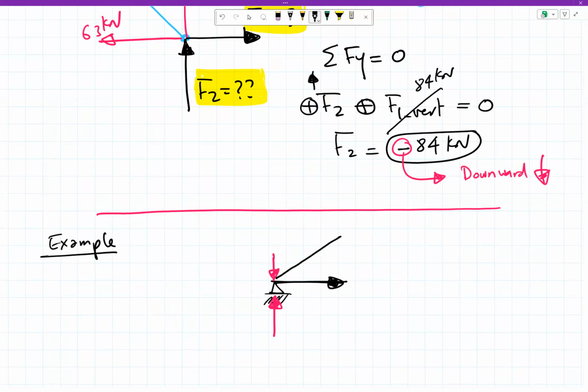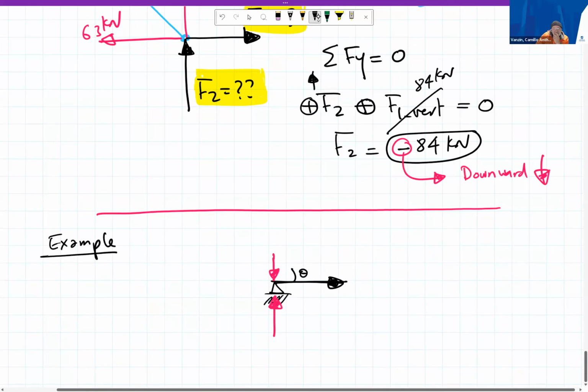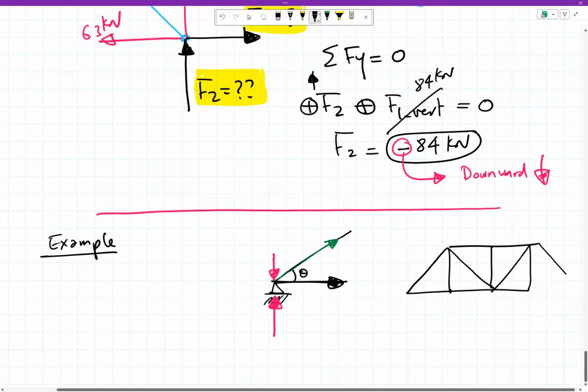Okay, and so we have theta. What's happening here? This is our theta, and we have a force in this member. I just extract it from a truss, as you mentioned. Whatever truss you have, for example, this one truss we have. So we have two supports.